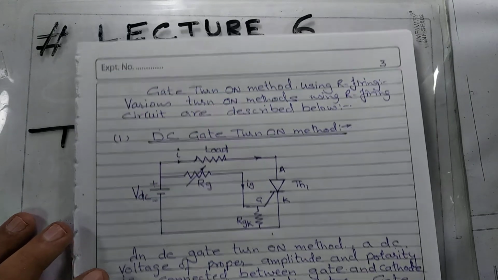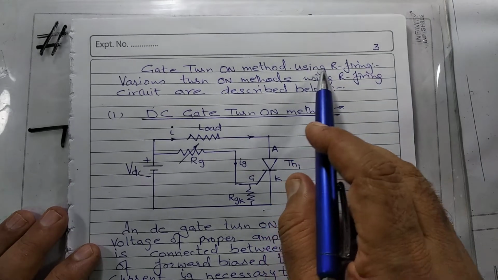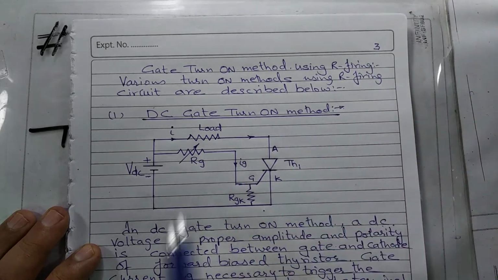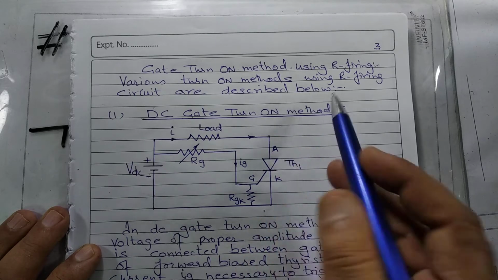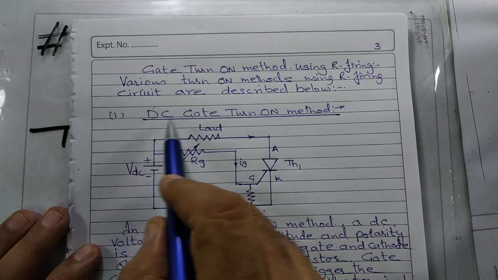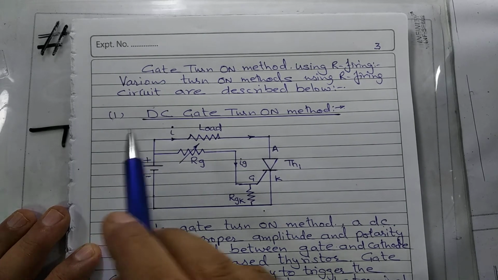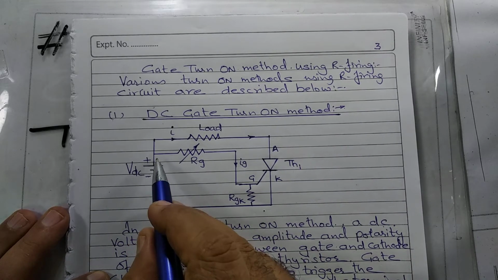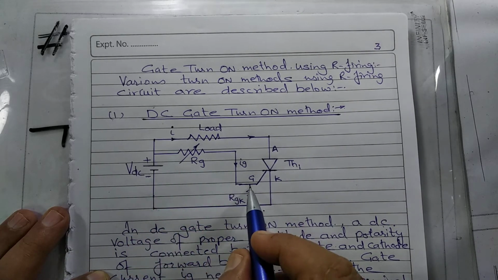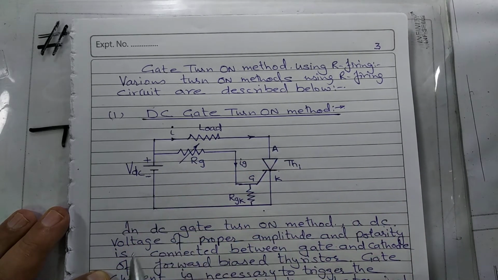Now, this is the gate turn on method using R firing. R is resistor firing method. So various turn on methods using R firing circuits are described below. The first one is DC gate turn on method. So as the name implies, DC gate turn on. So here a DC or direct current is applied to the gate, and the SCR is also given DC voltage.